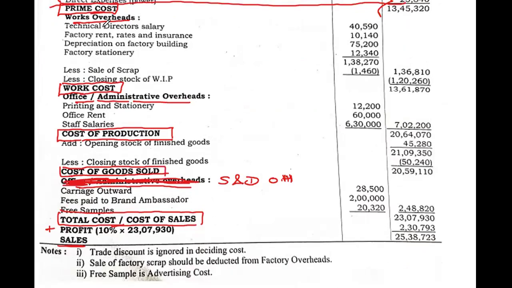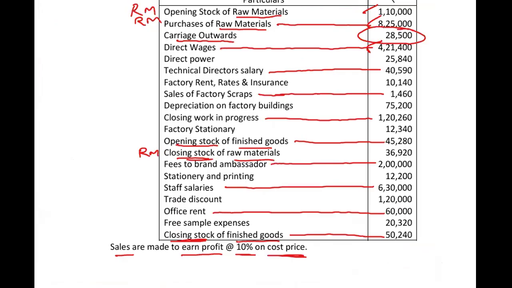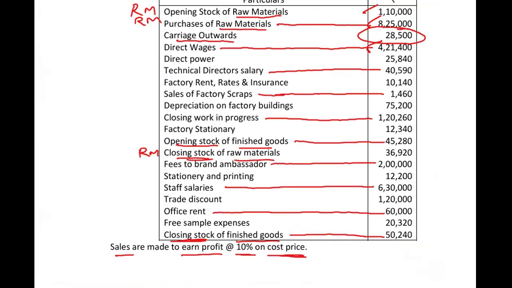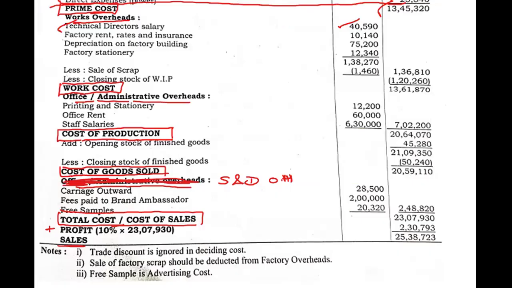Work overheads. What work overhead information is given? See here, technical director salaries. Technical director salaries, which are required in the factory, will be called factory expenses. The amount is how much? 40,590. Next, what other expenditure is given in respect of the factory? Factory rent, rates and insurance. This amount also will appear in what? Factory overheads.